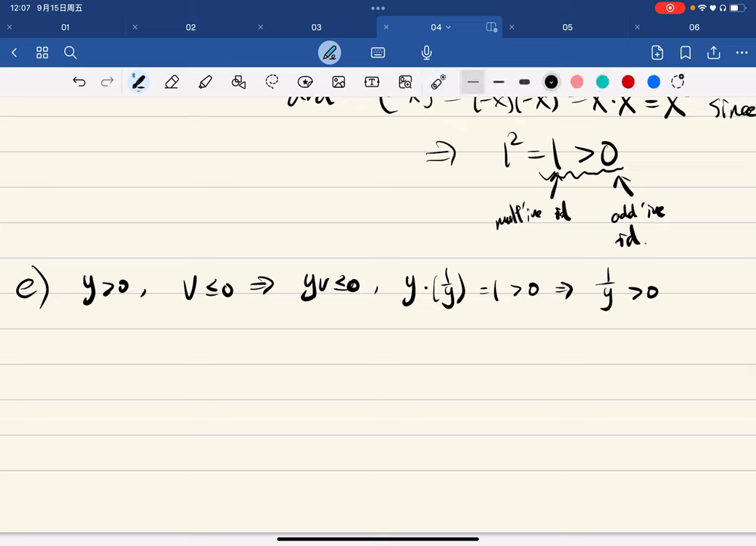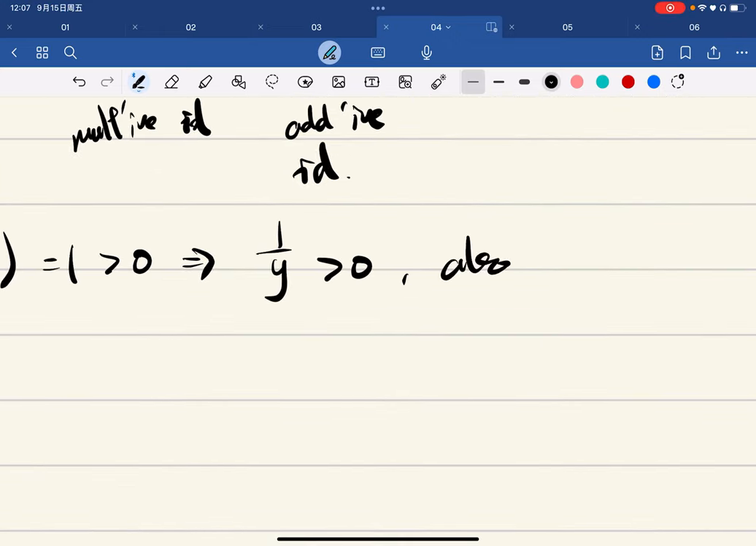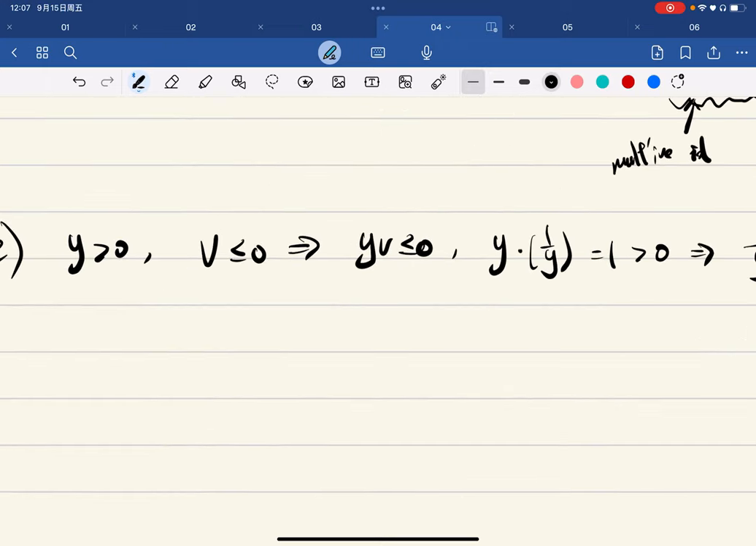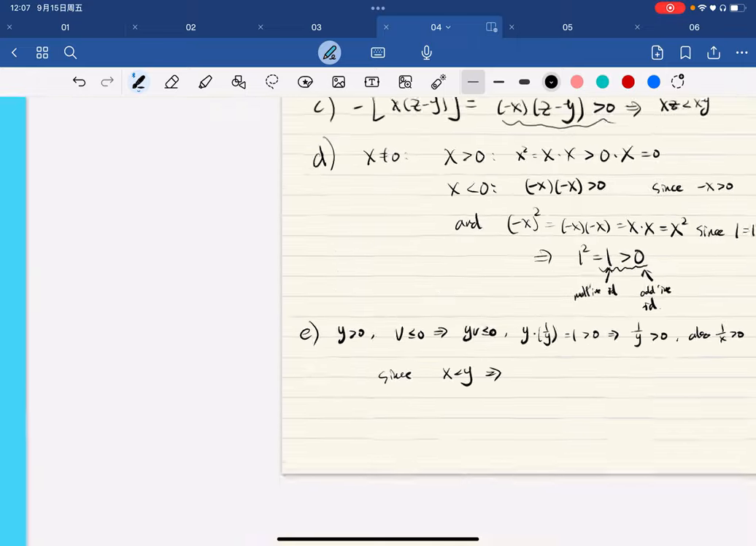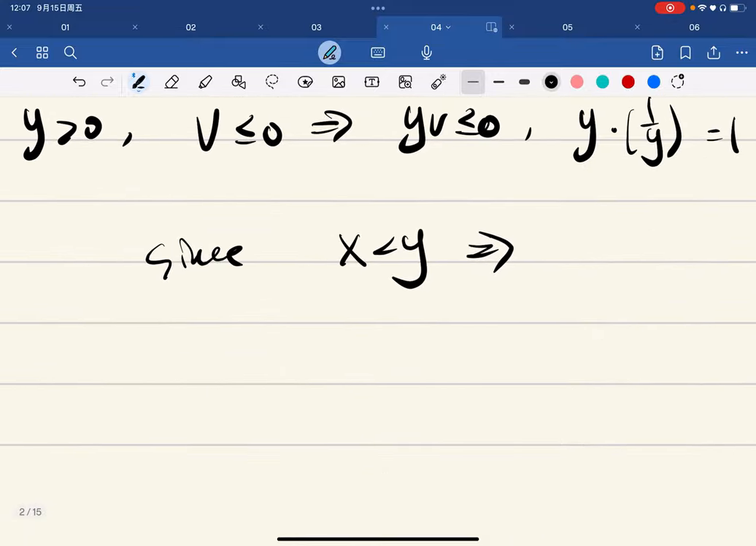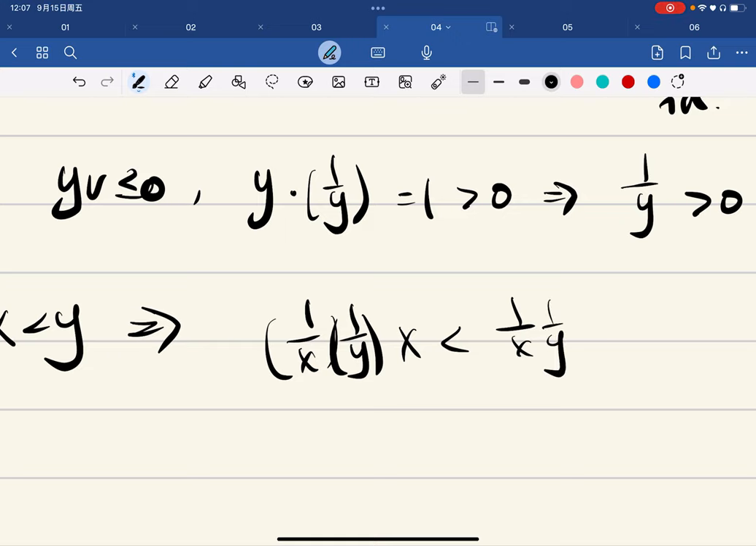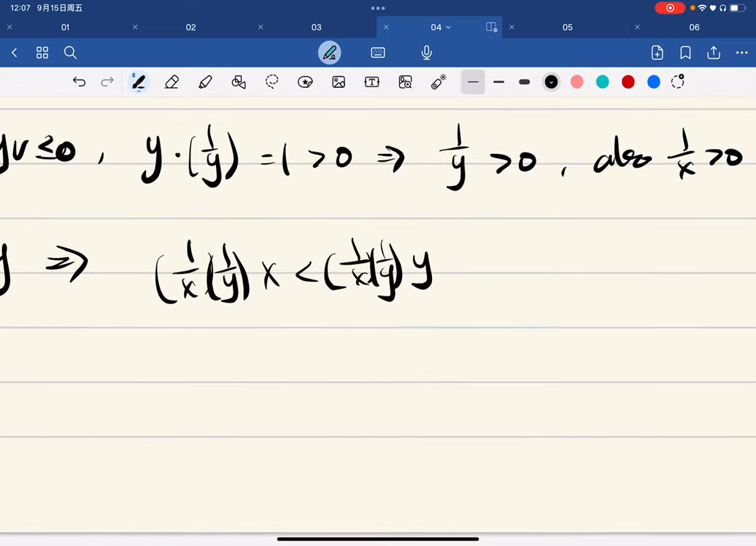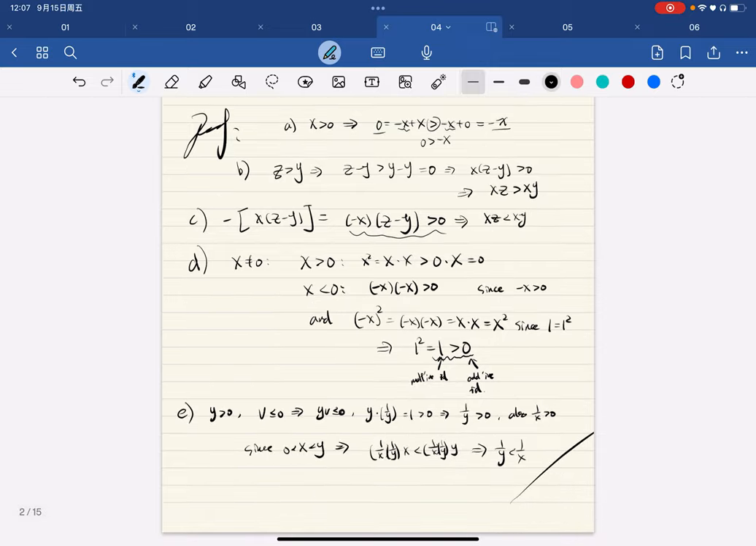Okay. Also we have 1 over x greater than 0. So now, since x is less than y, but they're all greater than 0, we multiply both sides by 1 over x times 1 over y, which yields the result. Okay, we're done. So we proved all of them, so we can use them when we need them.